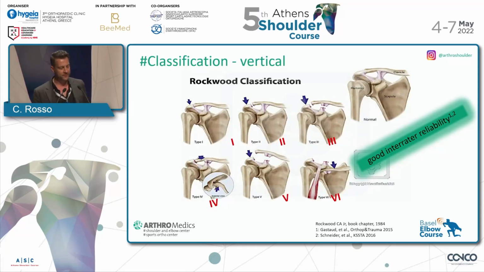We know the Rockwood classification. There have been some reports that we have a good inter-rater reliability. It's not perfect, as Knut said. 3B and 4 are sometimes difficult, or 3 and 4 are difficult to distinguish. But I think it's not a bad classification we have. Initially there was never a study on the reliability of this, but now we do have some evidence that it's not as bad.